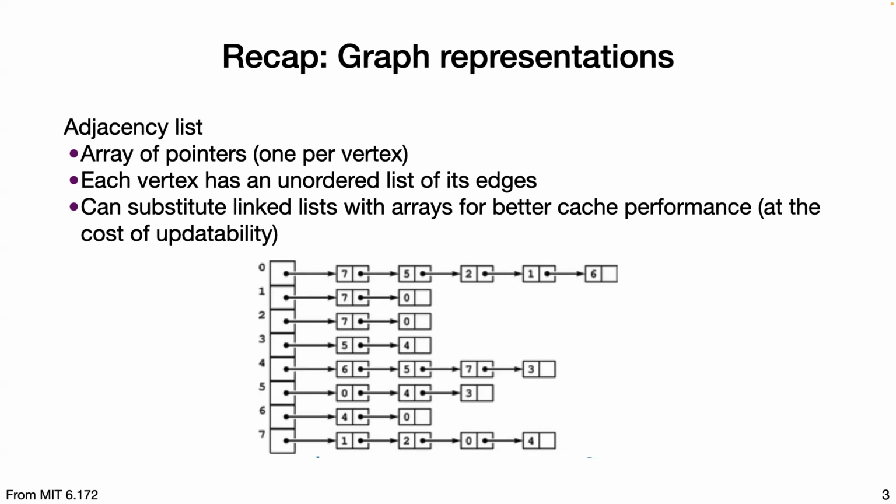Here the source is implicit. You have an array equal to the number of nodes you have, and each entry in the array has a linked list, and all of the things in the linked list are the adjacent vertices to that vertex, where the ID is implicit. So vertex 0 would have neighbors 7, 5, 2, 1, and 6 in this example.